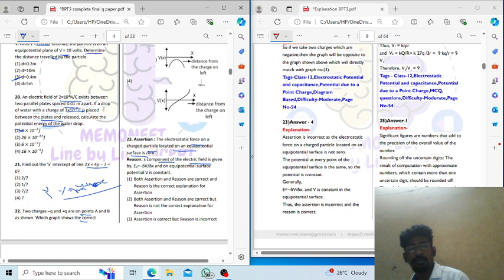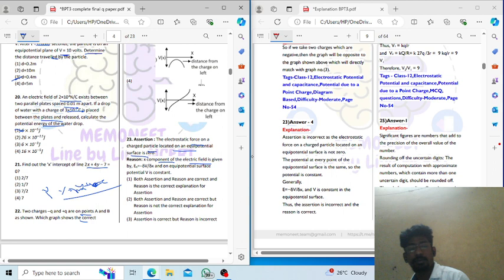At every point on the surface the potential is the same, so the potential is constant, but the force is not zero. You can also use the formula E equals minus dV by dx, or dV by dr, whatever you say. So that means the reason is correct, but the assertion is incorrect. The force on the equipotential surface is not zero. It has a value, given the charge.